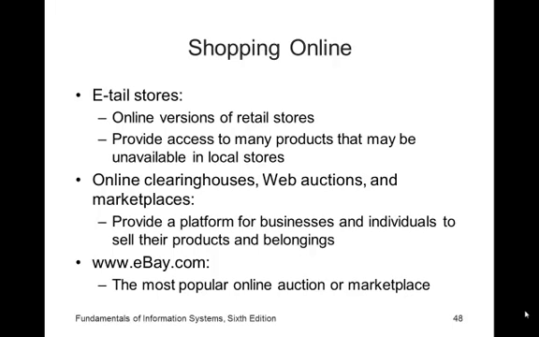Of course, shopping online is a big use of the internet and the web. Many of what we call brick and mortar stores that actually have a physical presence somewhere have e-tail versions or online versions of themselves. Some examples: JCPenney, Macy's, Walmart. There are also what we call online clearinghouses or web auctions and marketplaces. eBay.com is one of the most popular online auctions or marketplaces.